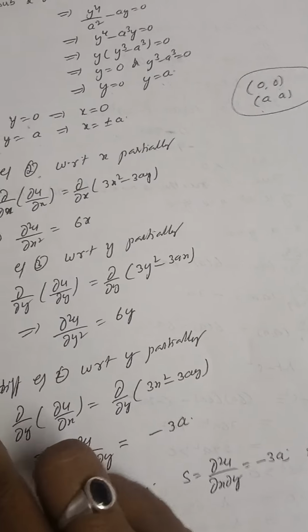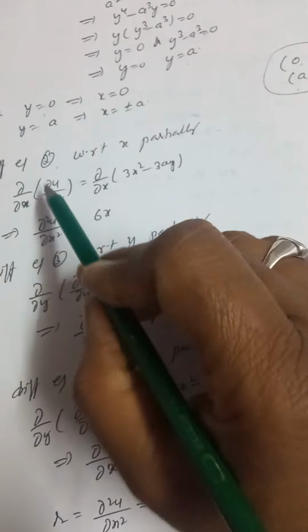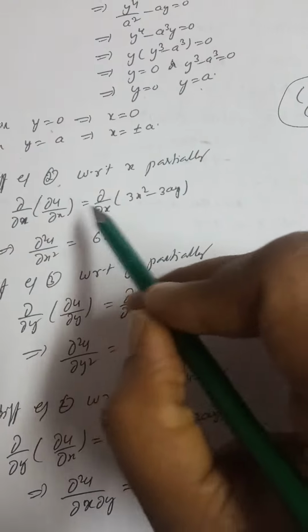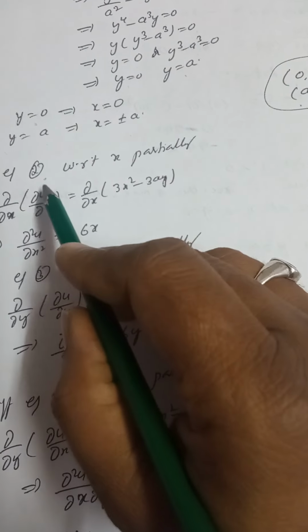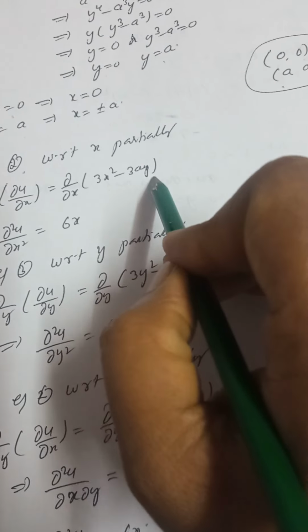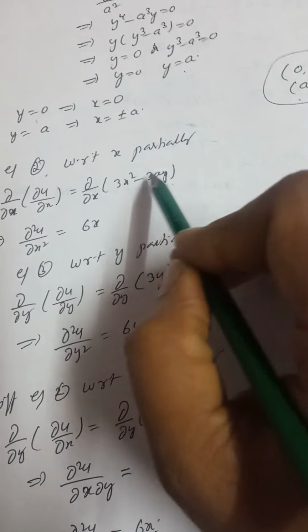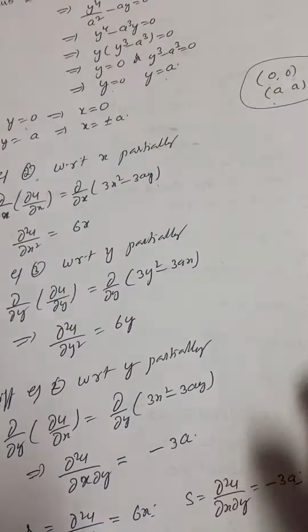Now we need to find r, s, t. For that we have to differentiate once again with respect to x. Now if you differentiate with respect to x, ∂²u/∂x² can be written as ∂/∂x of (3x² − 3ay). Differentiation of 3x² is 6x, differentiation of the other term is 0. Therefore ∂²u/∂x² is 6x.